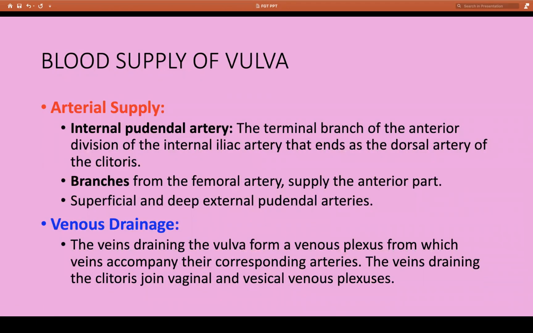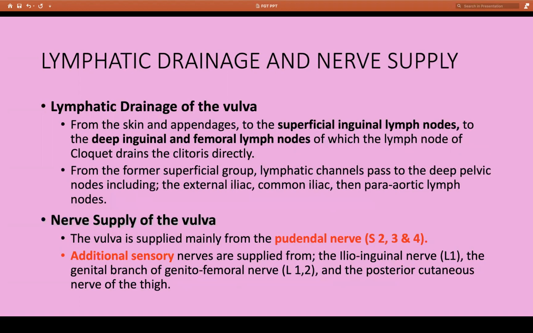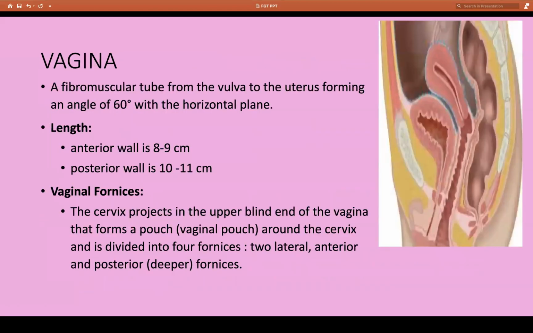Blood supply of vulva: arterial supply from internal pudendal artery, branches from femoral artery, and anterior part from superficial and deep external pudendal. Venous drainage, the venous plexus accompanies all the arteries. Lymphatic drainage of vulva is usually to superficial inguinal and deep inguinal lymph nodes, and lymphatic channels that pass through deep pelvic, external iliac, internal iliac, and para-aortic lymph nodes. Nerve supply comes from pudendal nerve mainly, sacral 2, 3, 4, and additional sensory from ilioinguinal nerve, posterior cutaneous nerve of thigh, and genitofemoral nerve.